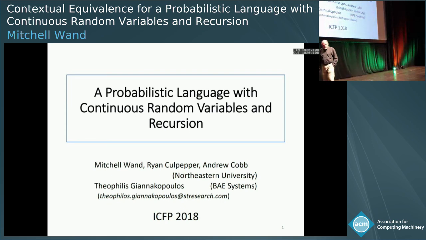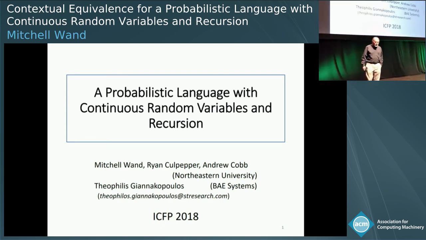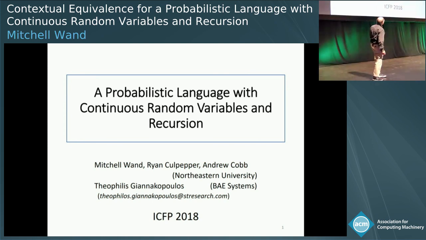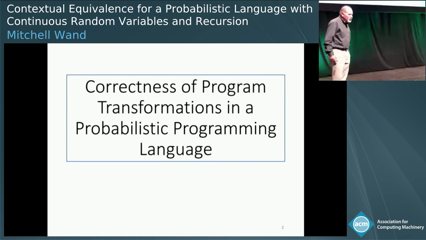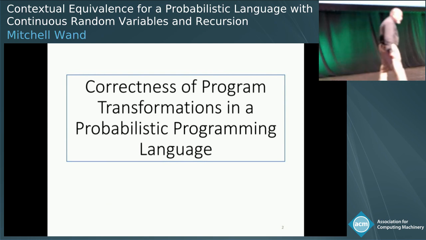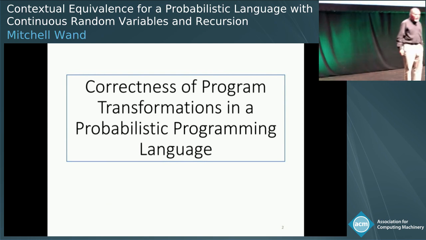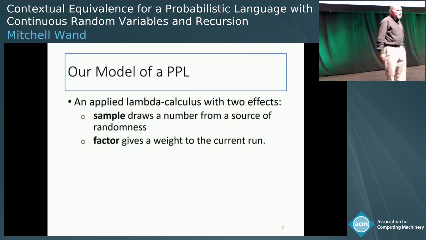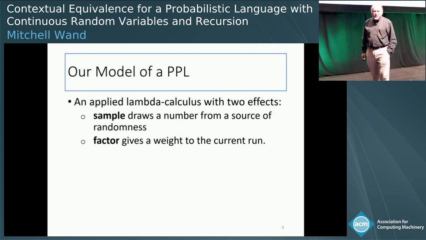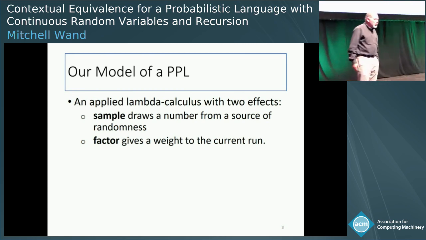Well, there's the title of the paper. It is a pretty lousy title. Here's a somewhat better title: Correctness of Program Transformations in a Probabilistic Programming Language. So I'm going to repeat a little bit of what you've heard a couple of times today.